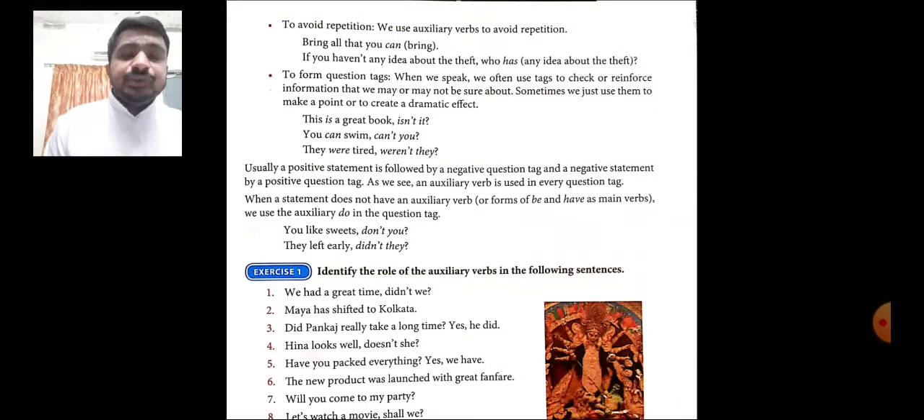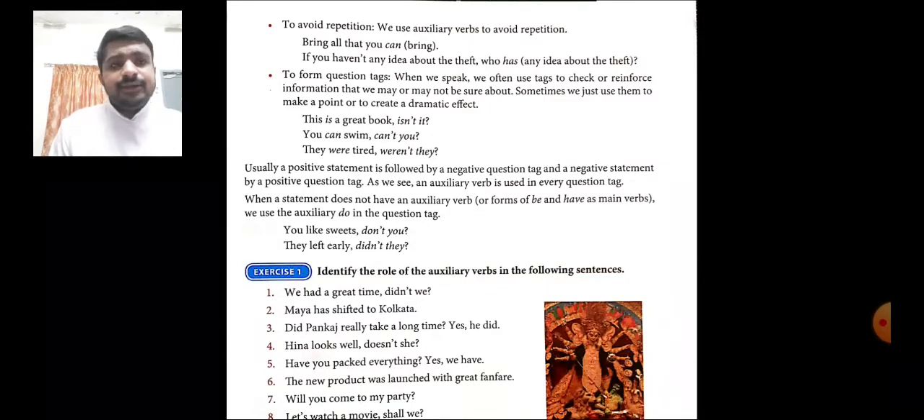Bring all that you can. There, bring again could come, but in order to avoid the repetition, we have used can. Now, in order to form question tags, we use the auxiliary verbs.